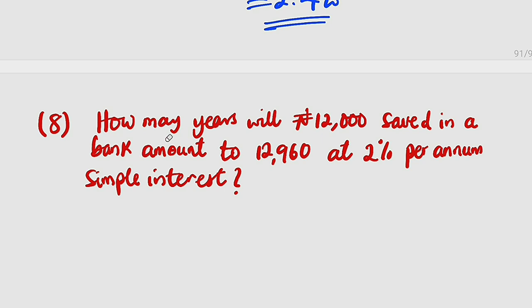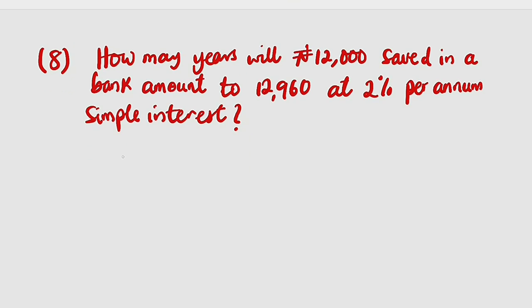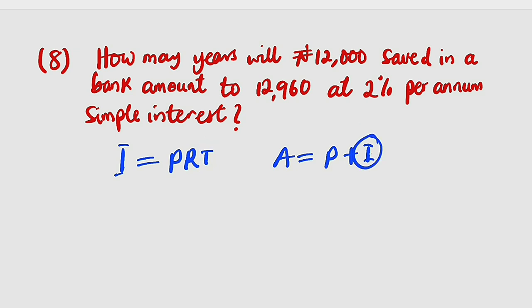Question number 8 reads, how many years will 12,000 naira saved in a bank amount to 12,960 at 2% per annum simple interest? Remember that simple interest is equal to the principal amount multiplied by the rate multiplied by the time. But the amount is equal to the principal amount plus the interest. Since we are looking for the number of years, T, I think we can make I the subject, then we plug it here to the left of this equation.